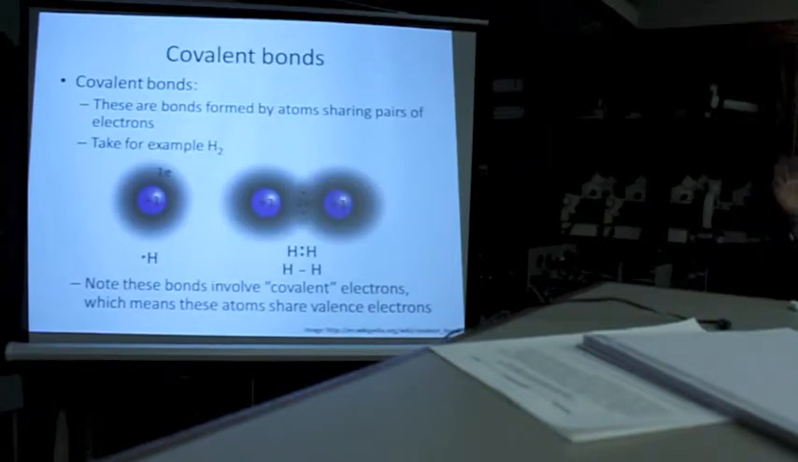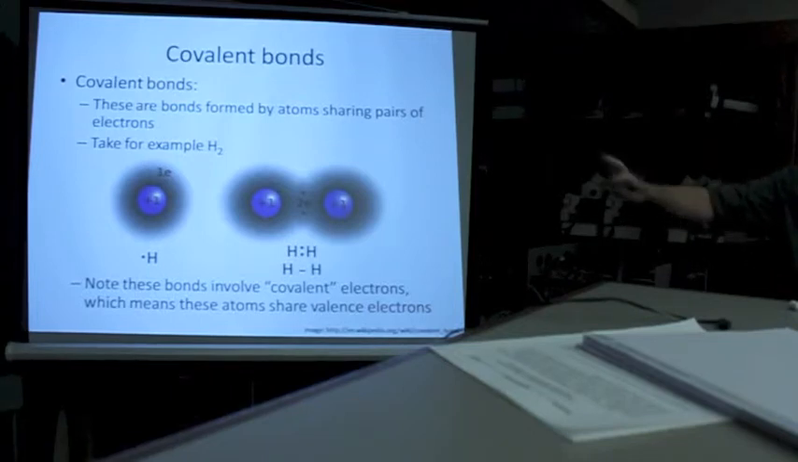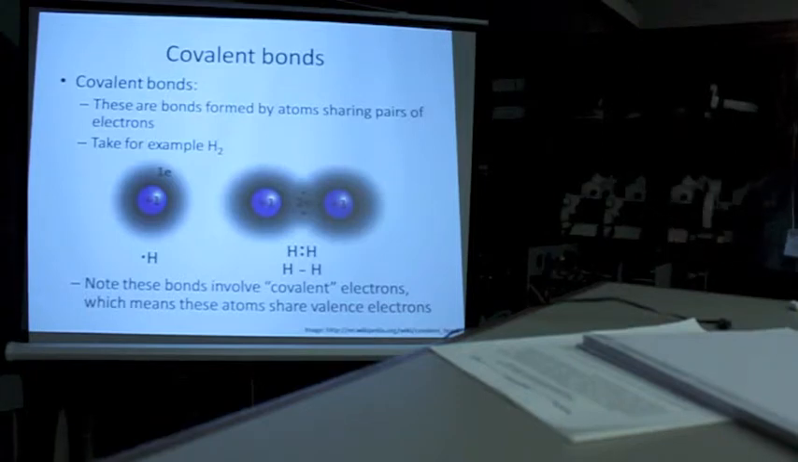Covalent bonds. We've already defined covalent bonds as two atoms sharing pairs of electrons. Where the ionic bond was one atom holding on to electrons and the other one not having electrons, sitting next to each other because of their charges, this is two atoms coming together with open valence orbitals and sharing electrons so that they can all fill these orbitals up.